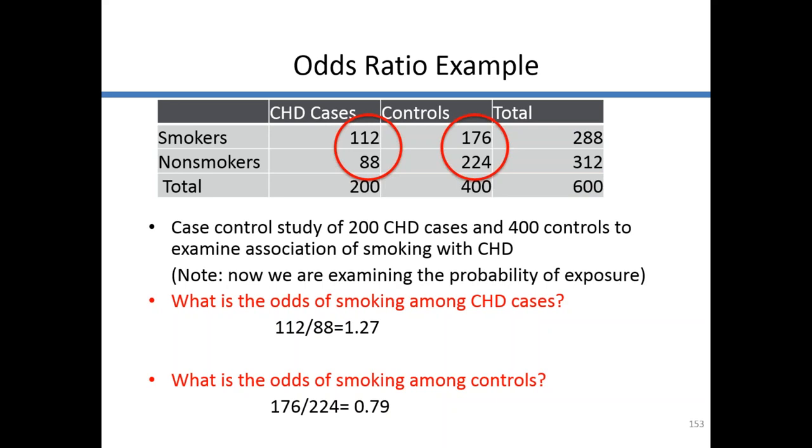What's the odds of smoking in the non-cases, in the controls? Well, it's less than one. 176 divided by 224, or 0.79. Now we can take the odds ratio. Now if all goes well, we've estimated the risk ratio. So what's 1.27 divided by 0.79? Well, I don't know if we calculate that, but it's easy enough to calculate. It's around 1.5, 1.6, I would guess. Next slide, please.